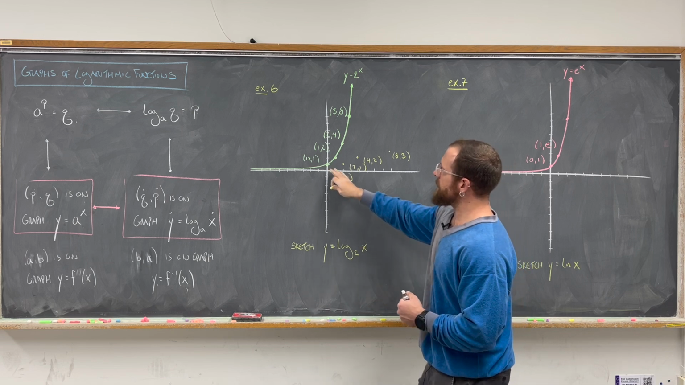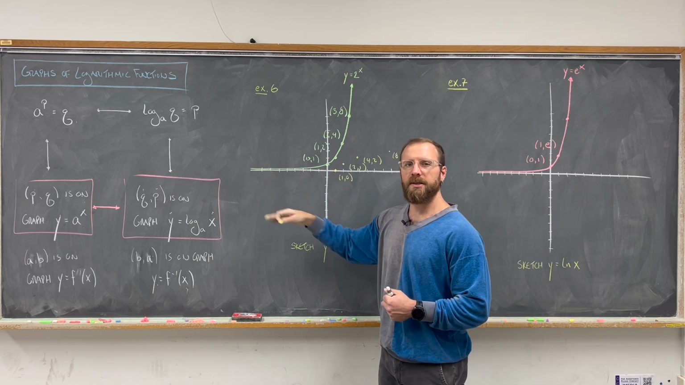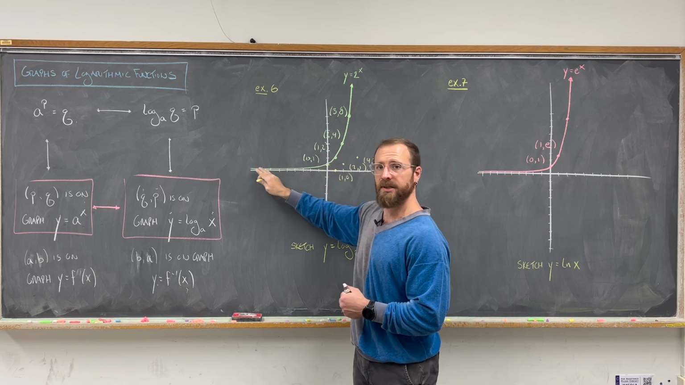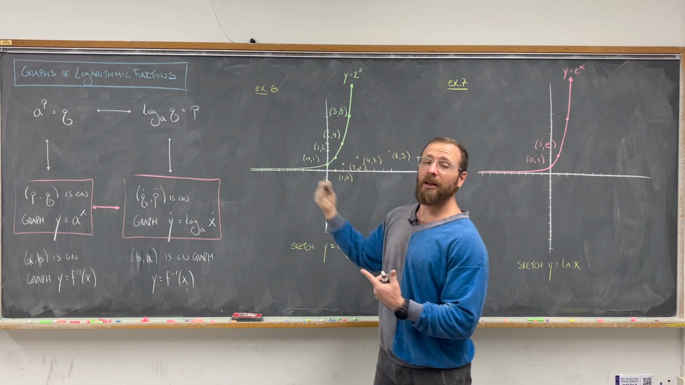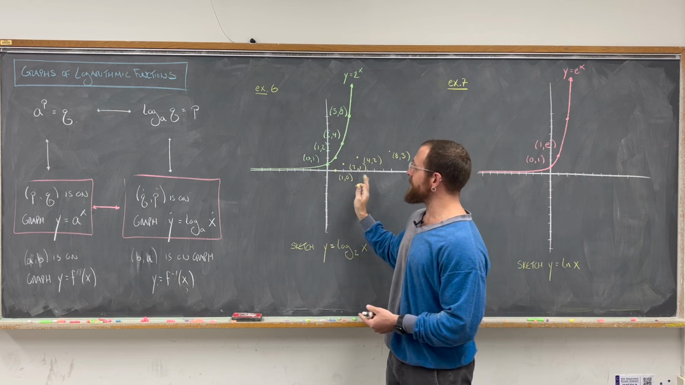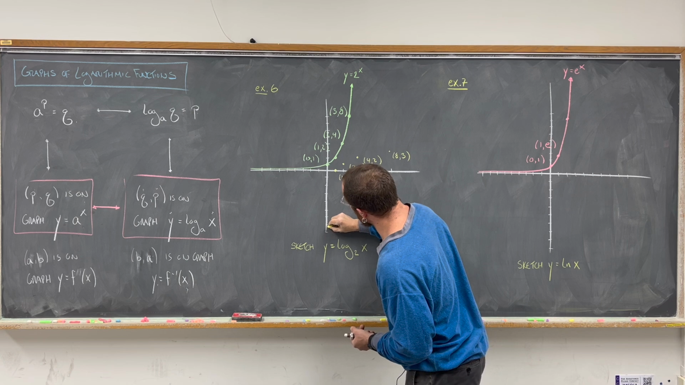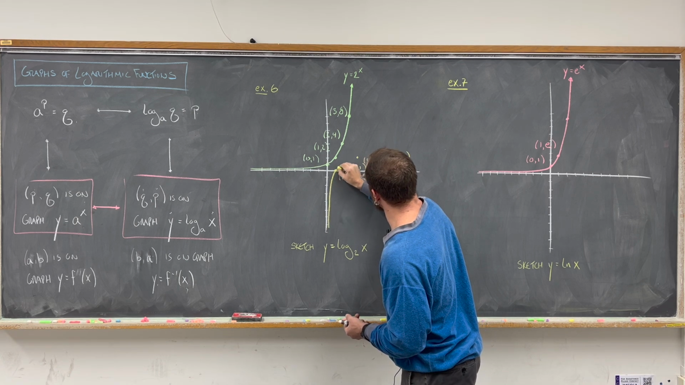Now, I didn't put any points over here. Their y coordinates are all fractional, but what we can see is that the y coordinates are getting closer and closer to 0. Well, when I flip the x and y coordinates, that means that these x coordinates are going to get closer and closer to 0, and we're going to get a picture that looks just like this.